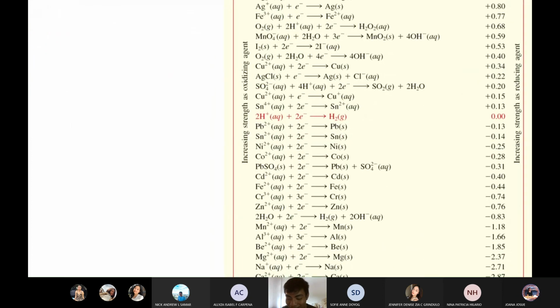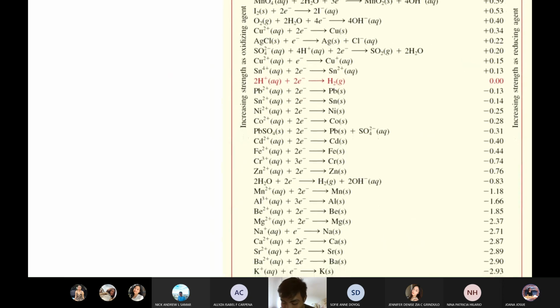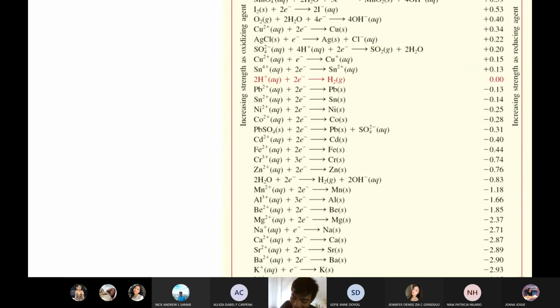Apparently, wala siya sa table. Okay, so pag wala sa table, nasa ibang... Ay, hindi. Ito, nakita ko na. Tinamad lang. Ayun, nakita ko na. So, ayan, Fe2 plus to Fe.